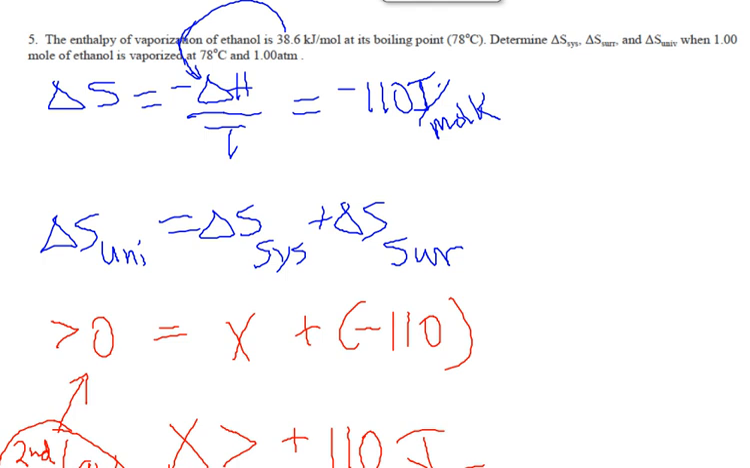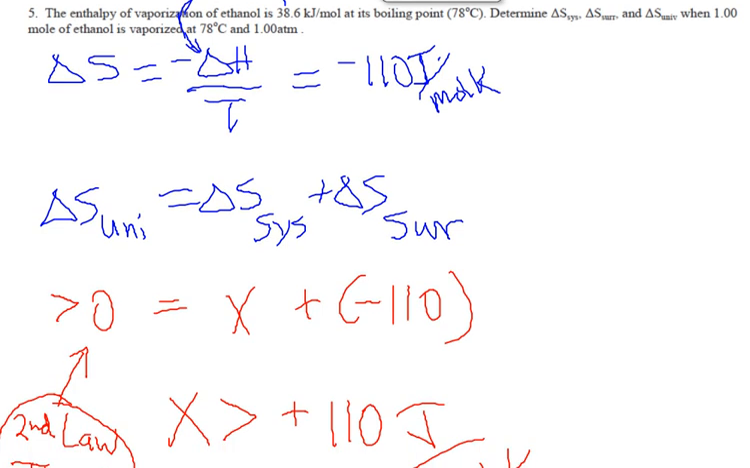Okay. Number 5. The enthalpy of vaporization of ethanol is 38.6 kilojoules per mole at its boiling point. Determine the delta S of system, surroundings, and universe when 1 mole of ethanol is vaporized. So, first of all, the easiest part is the entropy of the surroundings. The entropy of the surroundings is equal to negative the enthalpy of the reaction, also known as the system, divided by temperature, which we had just done. So I take the enthalpy and divide it by temperature, and I know what the surroundings are doing by what the reaction is doing. If the surroundings are gaining energy, they're also gaining entropy. In this case, though, the surroundings are actually losing entropy, aren't they? That's negative 110.